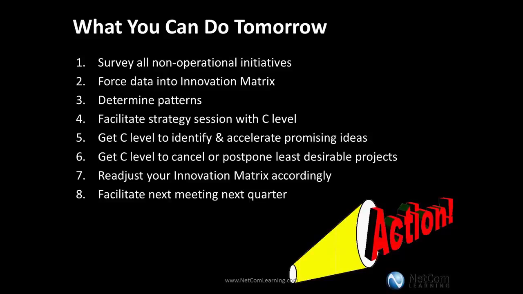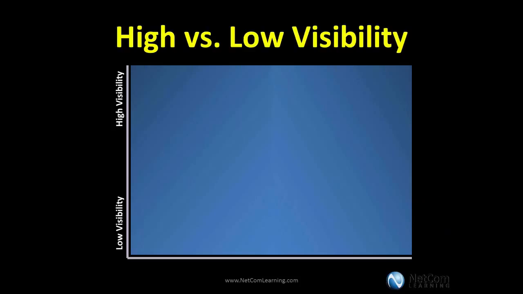Determine a pattern, and then facilitate a meeting with the C-level and have the C-level identify and accelerate any of the projects that are promising, and let the C-level cancel or postpone the least desirable projects. Then you readjust the innovation matrix accordingly, and then you schedule a meeting for the next quarter.